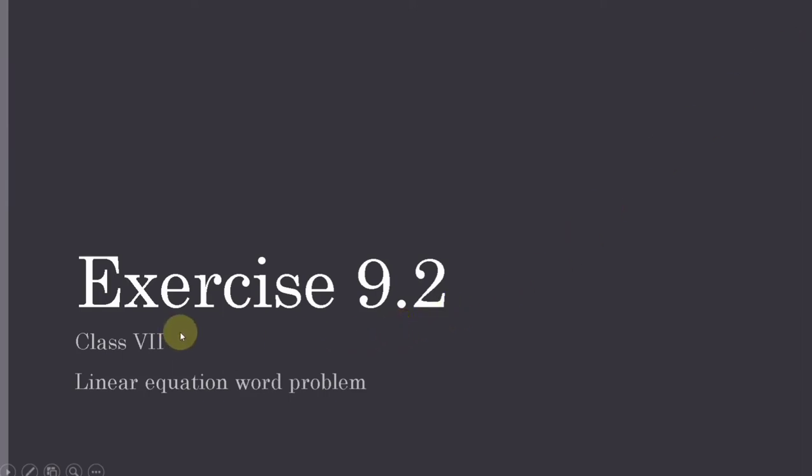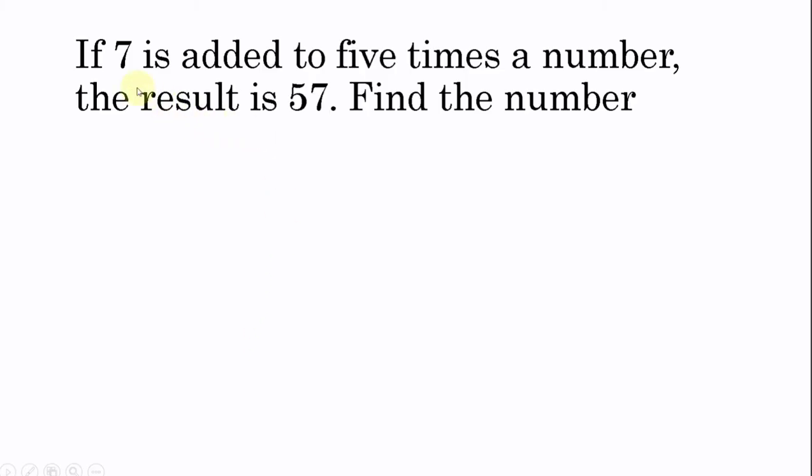Hello students, today we are going to start our new exercise, that is linear equation of word problem. Now our first question is, if 7 is added to 5 times a number, the result is 57. First we need to read the question very carefully and then we need to work according to it. So we need to find the number. So first thing, we will assume that let the number be n.